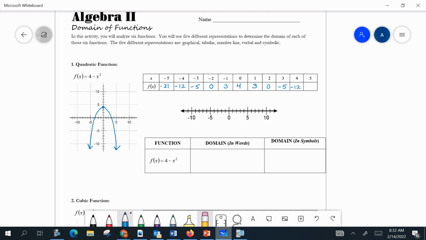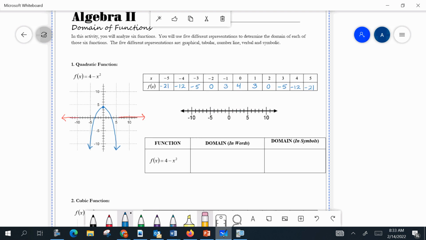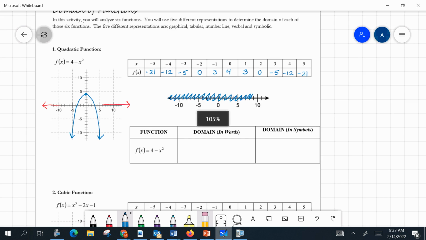One thing I notice here is that every single x value has an output. In fact, if you were to go on from -infinity to infinity, you would always have an output. Because of that, we're going to shade the domain on the number line. The domain is the set of x values that has an output. Parabolas go on forever to the left and forever to the right, so we shade the entire number line, -infinity to infinity, because all of these x values have corresponding y values.